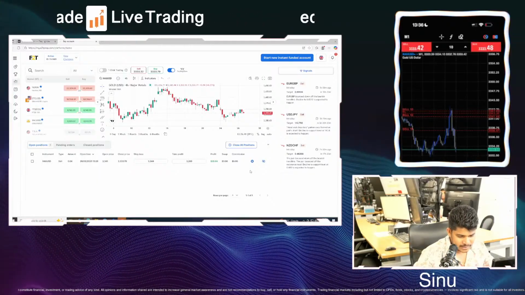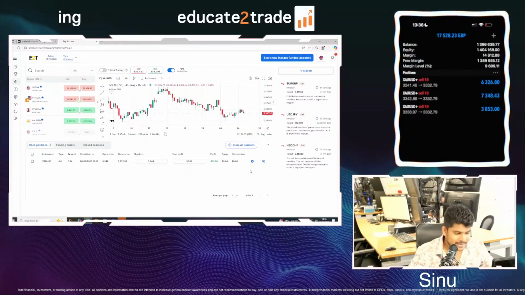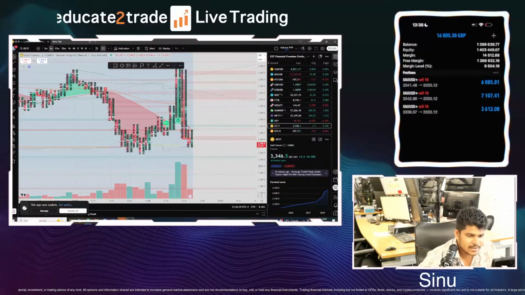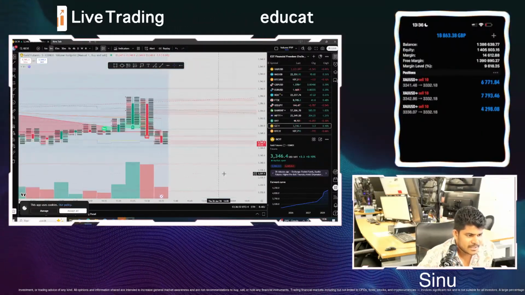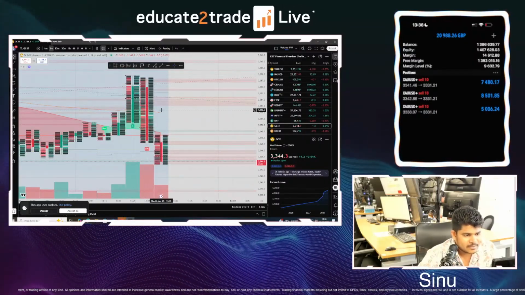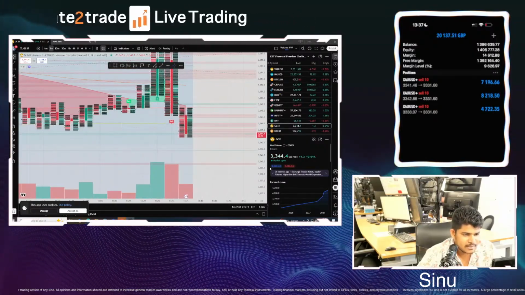Yeah, price is at 3333, and it's a 17k runner. That's an absolute trade, I would say. Sometimes what I do is book some profits here and then try to enter another trade, but this time I'm letting it run.